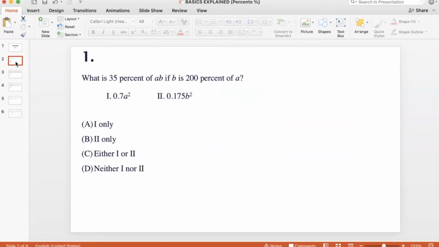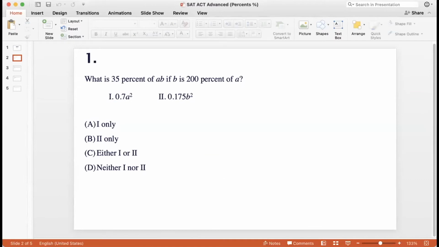Question 1. For each of these questions, I'd like you to pause the video at this stage and try them. And then when you have an answer, unpause the video and see if you got it right. Okay, the right answer for this question is option C.